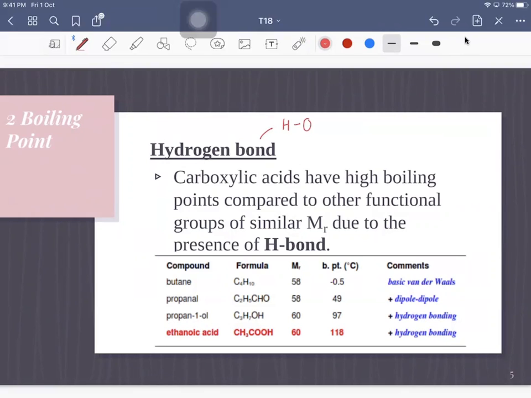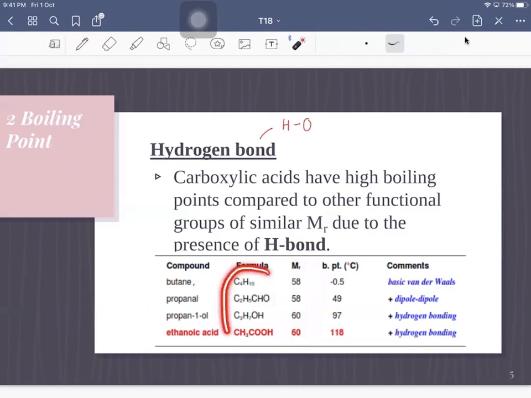So in this table, we've got 4 molecules: butane, which is an alkane; propanal, which is an aldehyde; propan-1-ol, which is an alcohol; and lastly, ethanoic acid, which is a carboxylic acid. So the Mr values are quite similar. This suggests that the number of electrons are also similar.